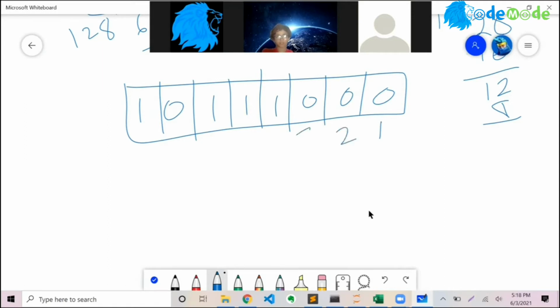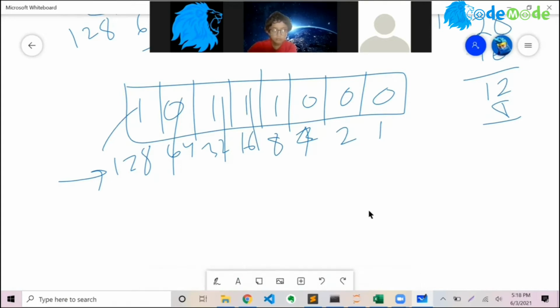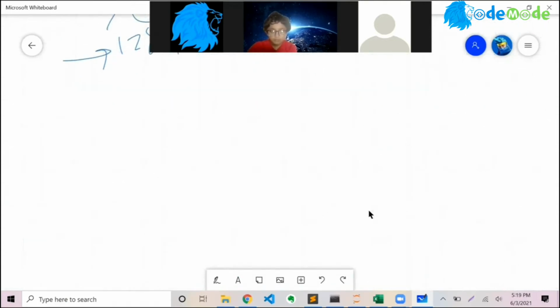So you take here 1, 2, 4, 8, 16, 32, 64, and 128. These are the position values. And all you do is multiply here, and then finally do the sum. That is how you convert. Now we are doing the reverse operation. We are taking a number and converting that into a binary value.